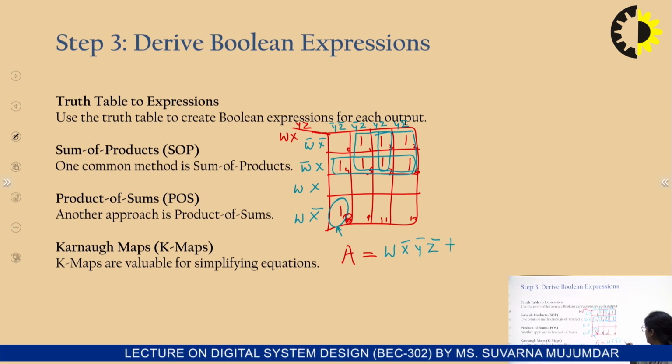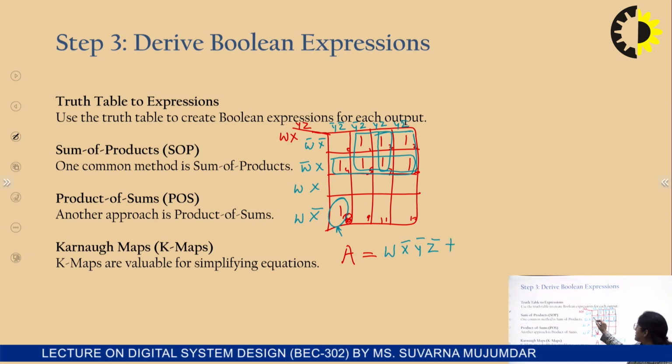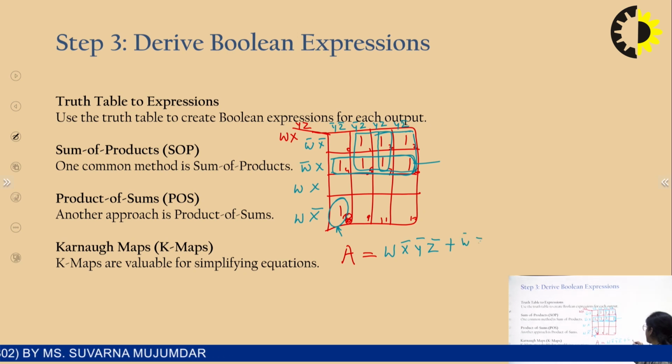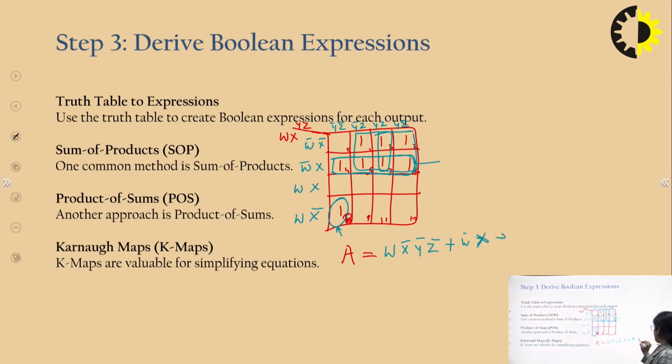Then this pair, this quad, rest W, Y and Z are changing, only W bar X. Now for this quad, W bar is common and Z. So W bar and Z. And for the last column, this one, for this quad, again we have W bar and Y. So in this way, we find A.